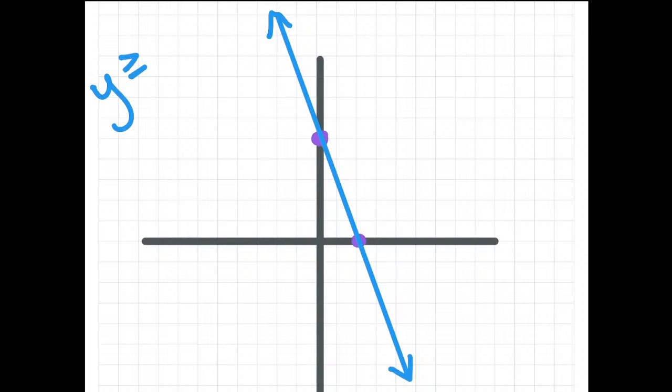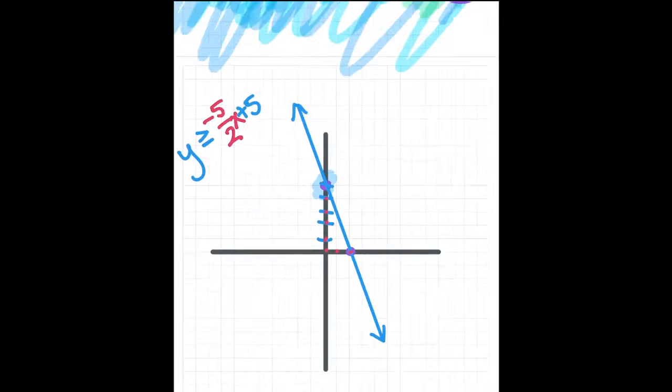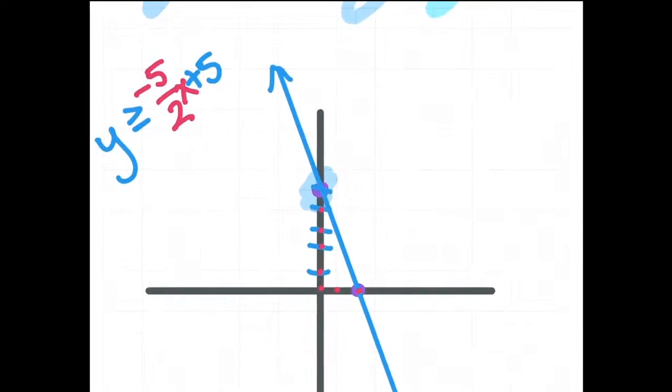What is this y-intercept? Let's see here. That is 1, 2, 3, 4, 5. So it must be plus 5. And then our slope should be, let's see, we're going to go down 1, 2, 3, 4, 5, and over to the right 1, 2. So negative 5 over 2, x. Okay? All right, let's find the answers for this.